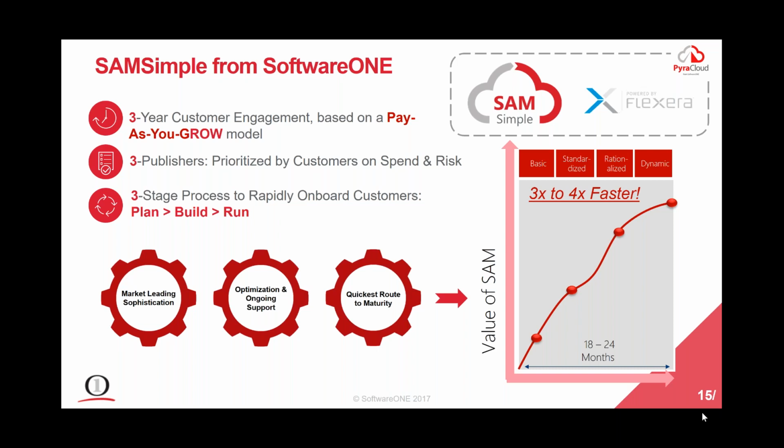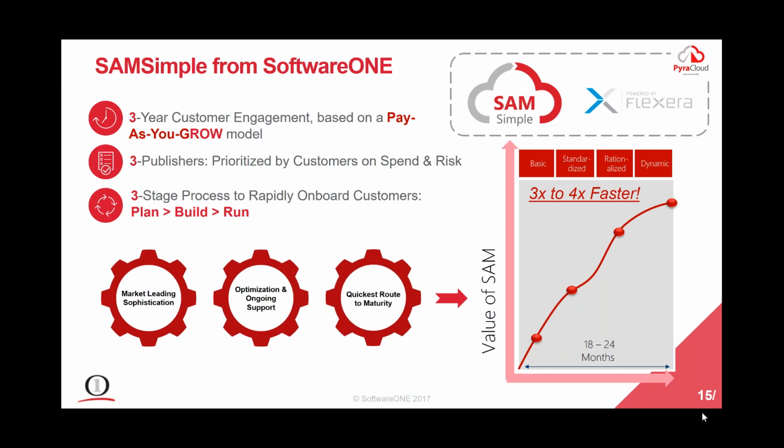SoftwareONE will take care of them from a compliance and optimization perspective, but we will also enable you on the technology that we will deploy, we will support, we will host, and we will provide you operational training for so that you can tackle the rest. And the rest, of course, represents that 20% of your spend and the simpler publishers that are in your portfolio. So that's the concept behind it.